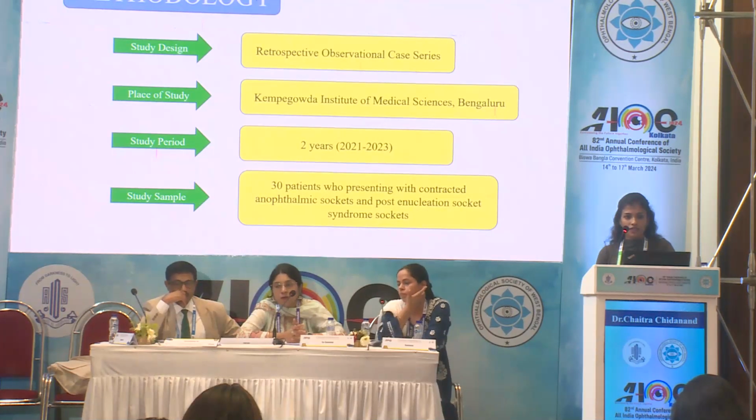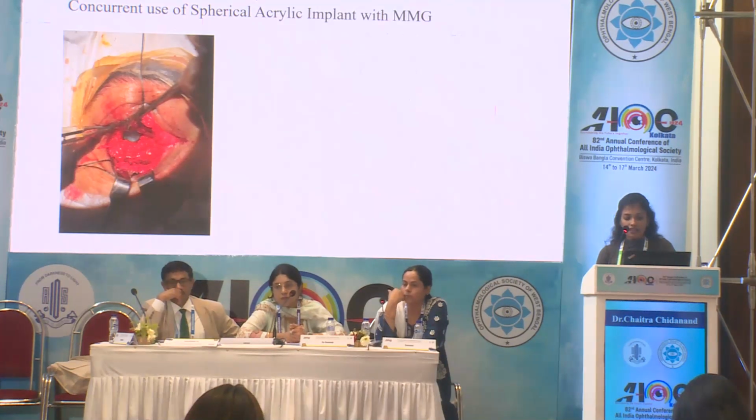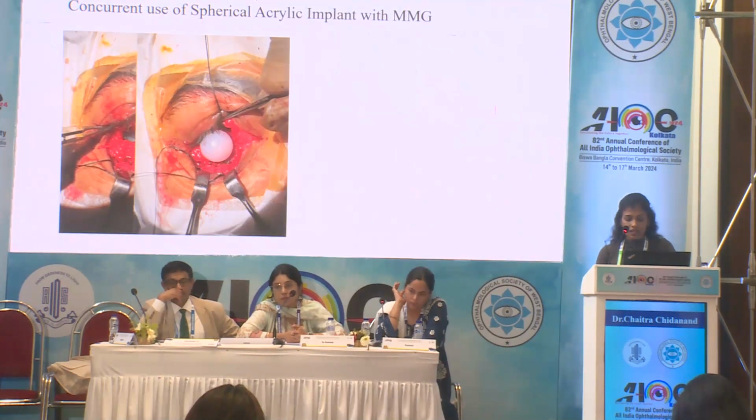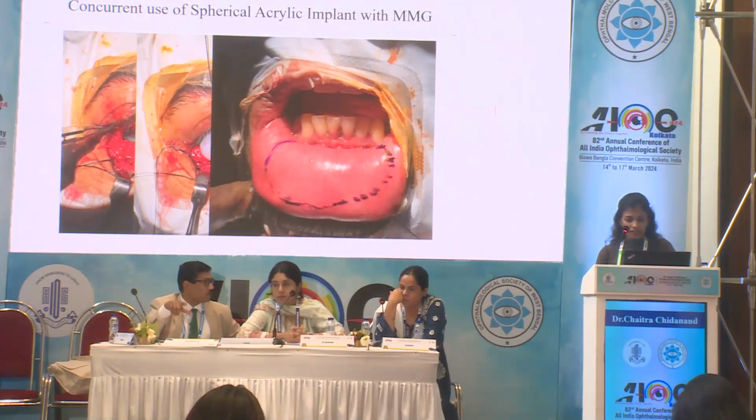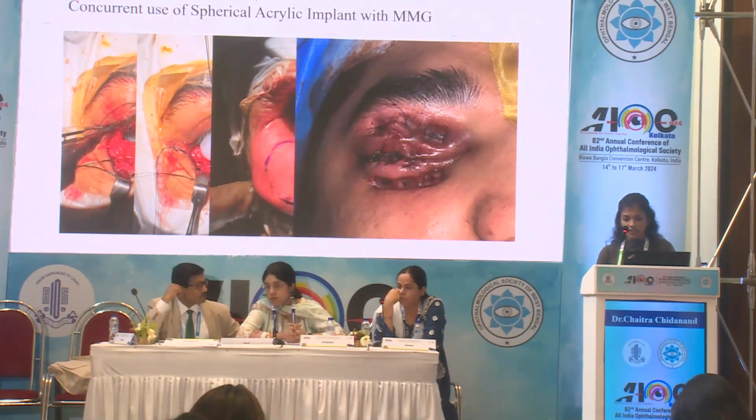So the study was to evaluate the concurrent use of spherical orbital implant with mucous membrane grafting, which was a retrospective observational case series conducted at Kempegowda Institute of Medical Sciences, Bengaluru, over a span of 2 years, which included 30 patients who presented with contracted anophthalmic sockets and post-enucleation socket syndromes. Socket reconstruction was done in all of them by the usage of a non-spherical PMMA implant, and mucous membrane grafting was done in all of them to both the upper and the lower eyelids, along with fornix-forming sutures.